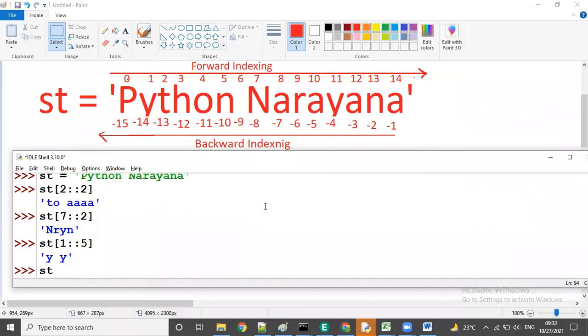Now, next one, st of I'll take minus 12 double colon 3. Tell me now, all of you. Start number, I'm taking the minus number, guys. But increment number, see, don't worry about start number. Think about increment number, guys. Increment number, is it a positive number or a negative number? That is important, all of you. What is the output here?